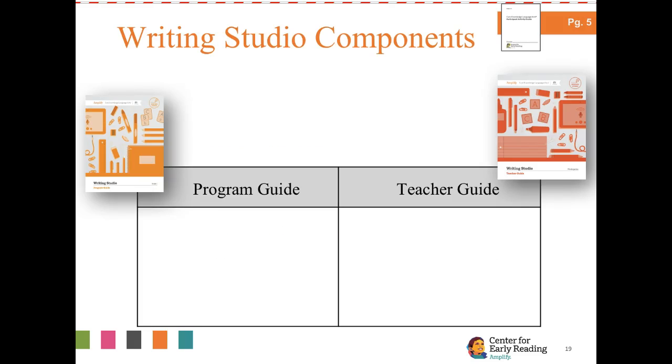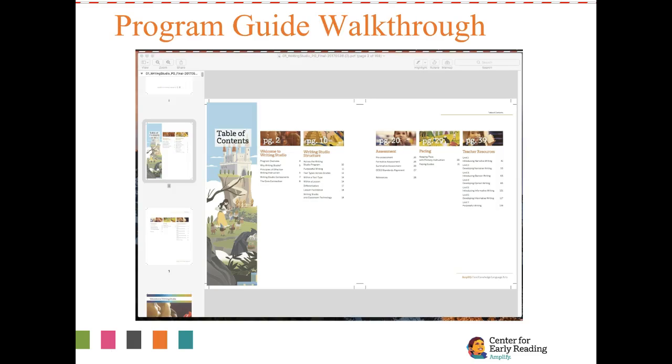In your participant activity guide, you will find a T-chart on page 5. Can you find that chart now? One side of this T-chart is labeled Program Guide, the other one is Teacher Guide. I'm going to review each of these components, and as I do, feel free to write any key points down in these boxes. Let's begin with the Program Guide.